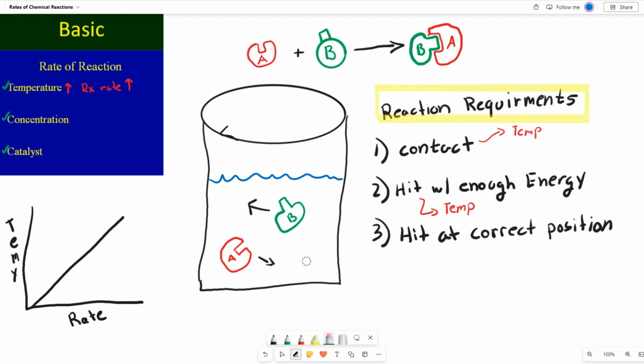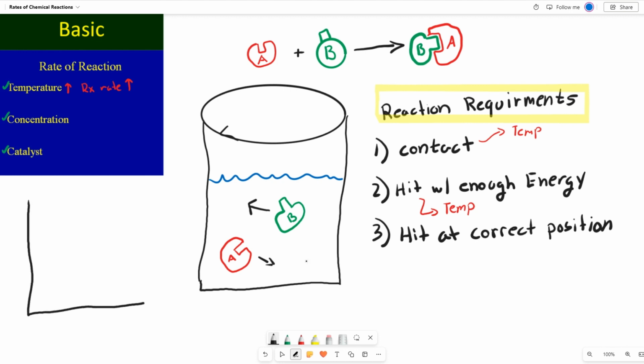The next condition that we can take a look at is concentration. And concentration is just how much of the reactants there are in the solution. So again, if we draw a little chart, we have the rate or the speed of the reaction. And then this is just the symbol for concentration. As the concentration of the reactants goes up, the rate or the speed of the reaction also goes up. So as the concentration increases, the reaction rate also increases.